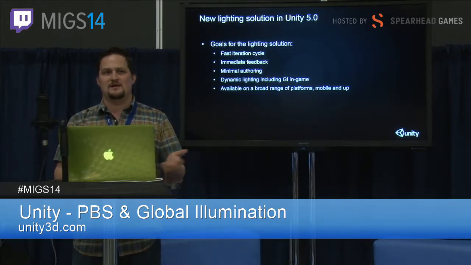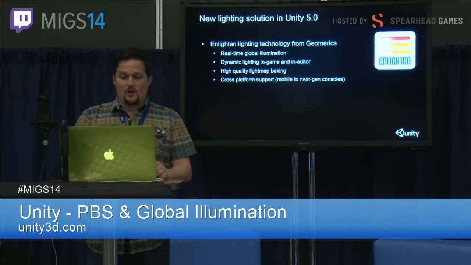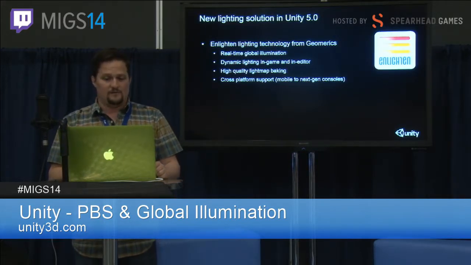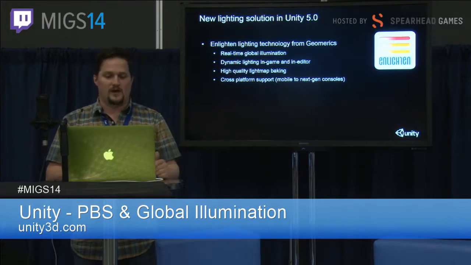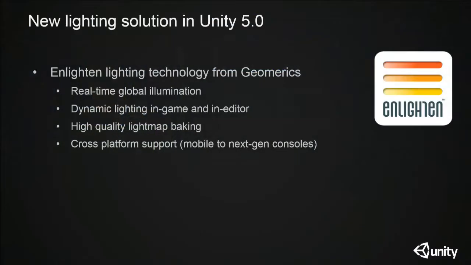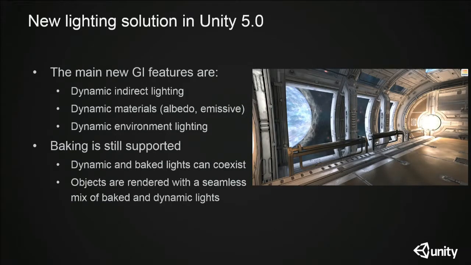And as I was saying, it also works on mobile. We integrated Enlighten from Geomerics that provides real-time global illumination and dynamic lighting, high-quality light map baking, and it's working on all the different platforms. With this, now we support the bounce light. We still have baking supported, but one of the cool things we did is we decided to get rid of the bake button because it doesn't make sense.